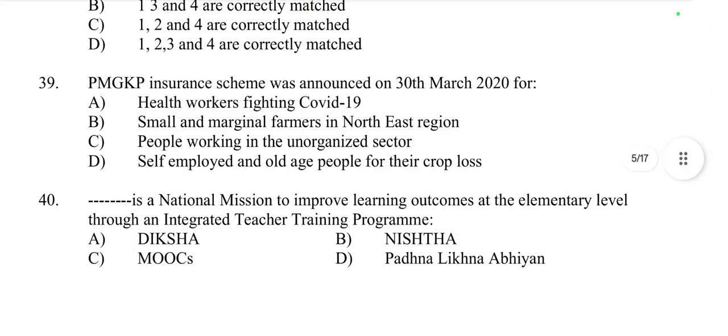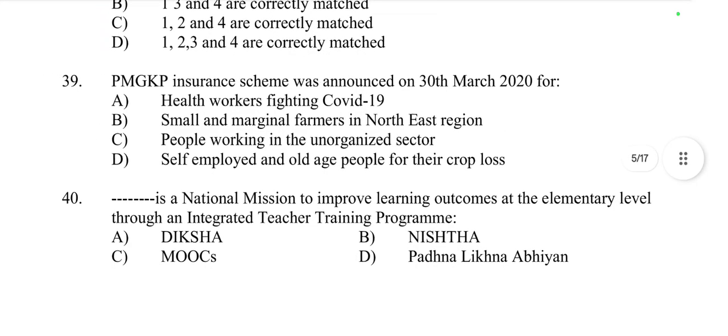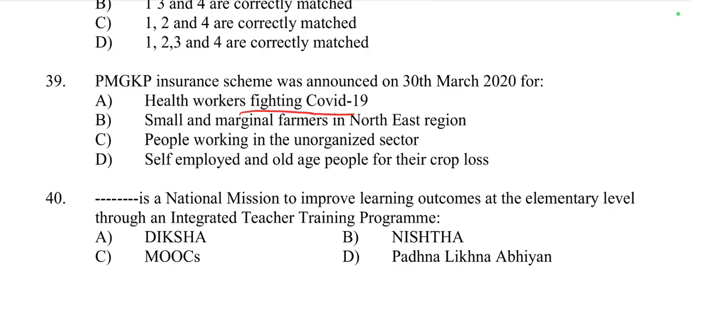Then question number 39, PMGKP insurance scheme was announced on 30th March 2024. So PMGKP, what is its full form? Pradhan Mantri Garib Kalyan Package. Pradhan Mantri Garib Kalyan Package insurance scheme was announced on 13th March 2020 for health workers fighting COVID-19. Yes, it was announced for the health workers fighting COVID-19.